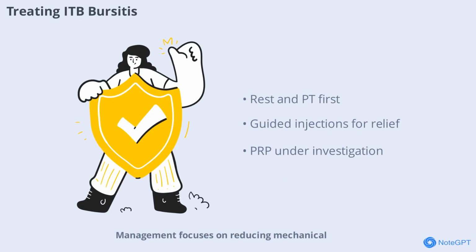Management focuses on reducing mechanical stress and correcting biomechanical contributors. Most patients improve with rest, NSAIDs, and physical therapy targeting ITB stretching and hip abductor strengthening. Ultrasound-guided corticosteroid injections may provide short-term relief in refractory cases. Biologic therapies like PRP are being explored, but evidence is still limited.